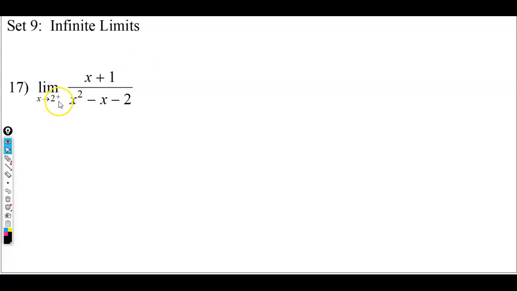So we're approaching 2 from the right. For this one, I'm going to go through it a little bit quicker. We're going to approach this with a table. We don't really need to do a whole bunch of numbers. We really just need to do one. We're approaching 2, but this time we're coming at 2 from the right.